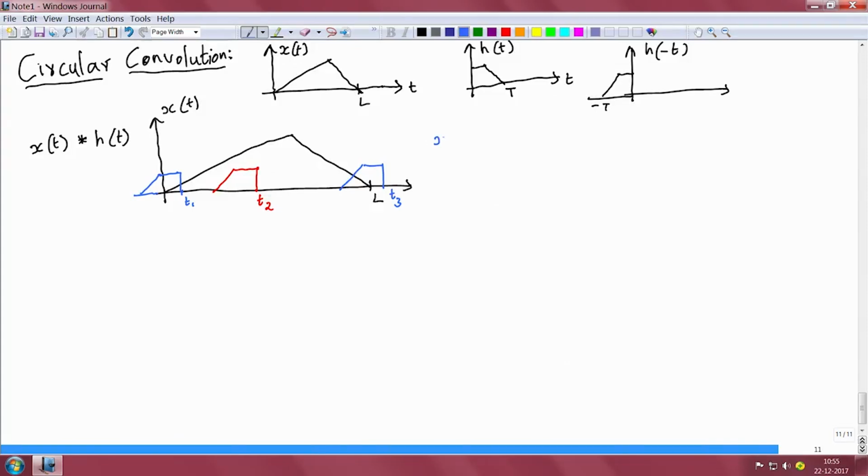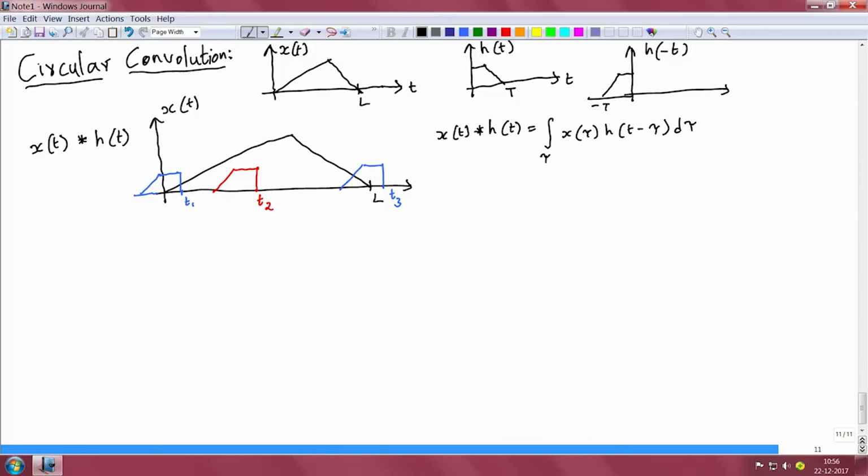Essentially, x of t convolved with h of t is, in this particular case, the integral over tau of x of tau times h of t minus tau d tau. So, this is essentially the regular convolution that we have.